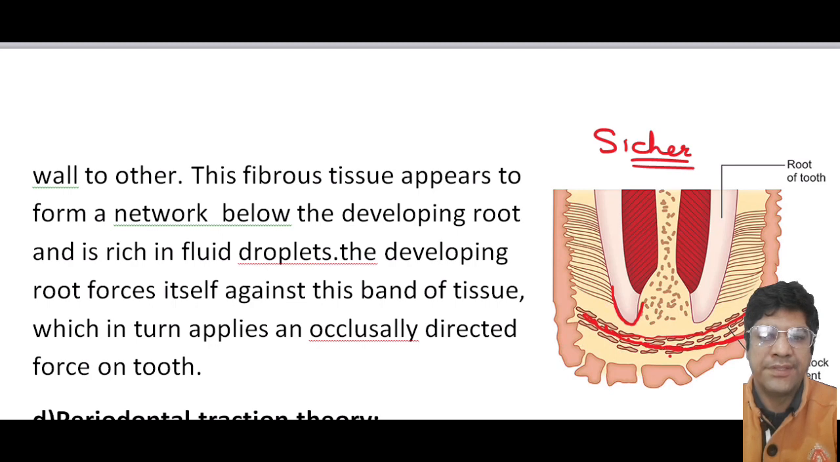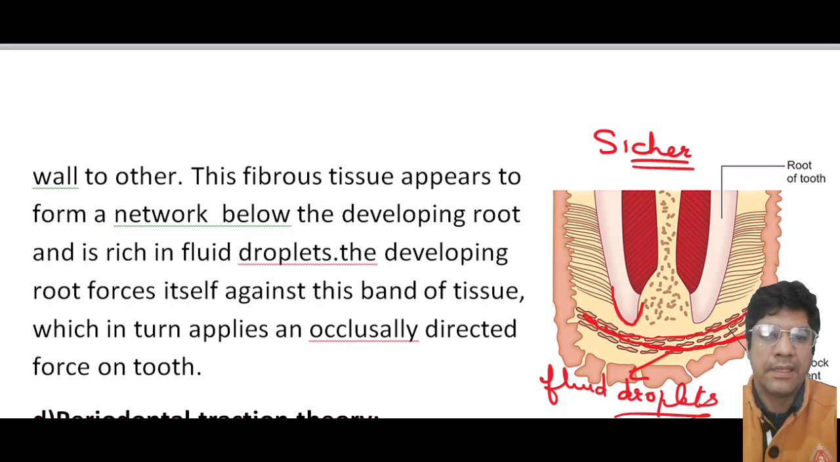According to this theory, this network was said to contain fluid droplets, and that served as an important element in the process of tooth development.